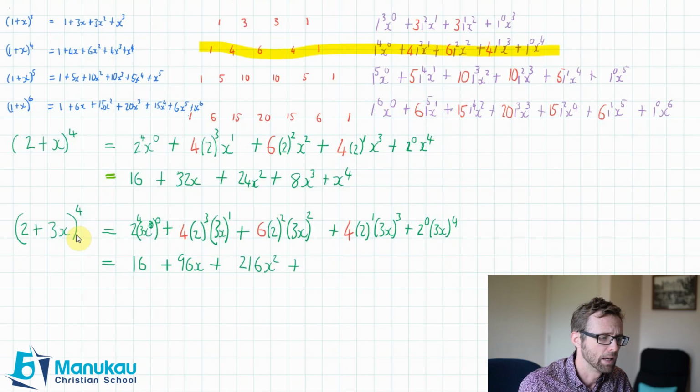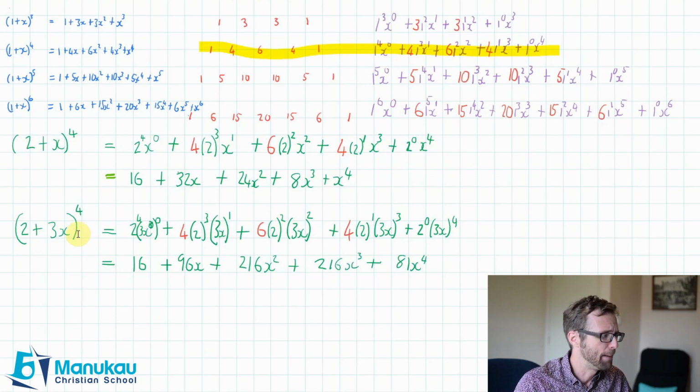Okay, our next term, we've got 4 times 2, which is 8, and then we've got 8 times 27, which is also, is that right? Yeah, 3 times 3 is 9, yeah. 4 times 2 is 8, and then 3 cubed is 27. So this will be 216x cubed. And then our final one will be 2 to the power of 0, which is 1, and 3 to the power of 4 is 81. So this will be 81x to the power of 4.